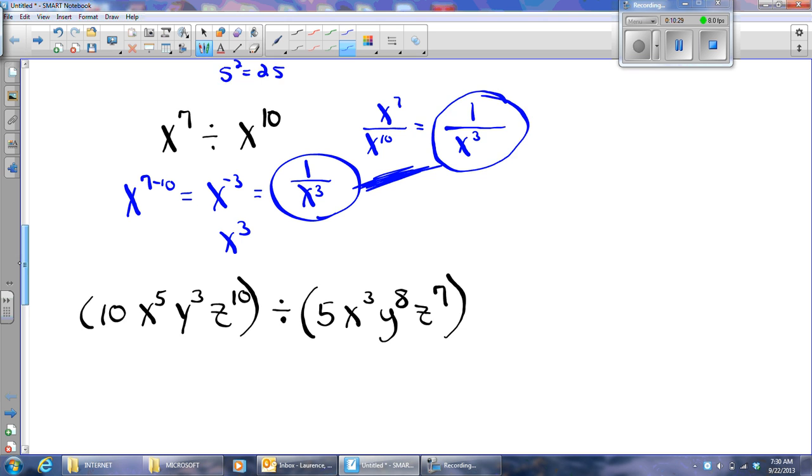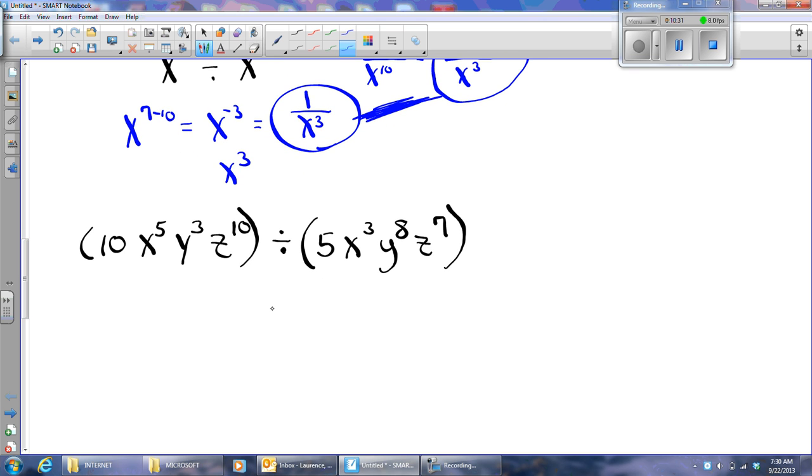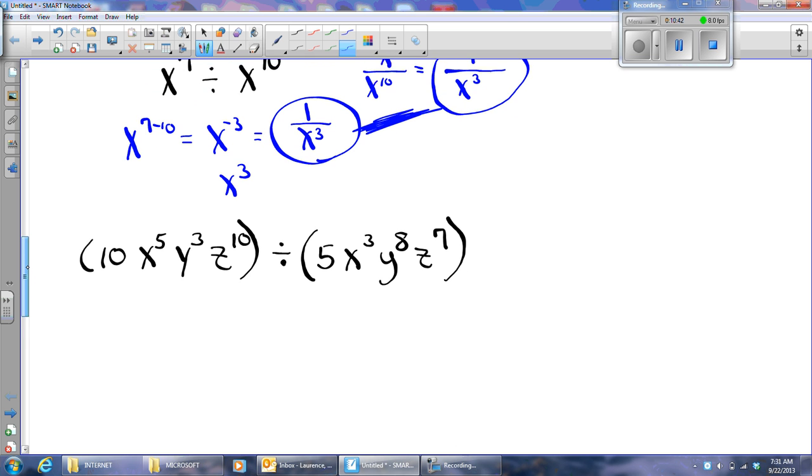Okay, let's try a more complicated one here. I'm not going to write this one out both different ways. What I'll do is I'll do this first one using the subtraction method, and I'll do the second one down here doing the division, because this video will get quite long.